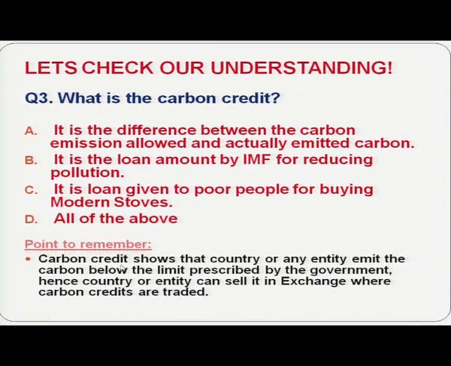So, you have to remember that carbon credit shows that a country or any entity emits carbon below the limit prescribed by the government. Hence, the country or entity can sell it in an exchange where carbon credits are traded. So, carbon credit has become like a monetary tool which can be traded between the countries in order to reduce the overall emission of carbon in the atmosphere.